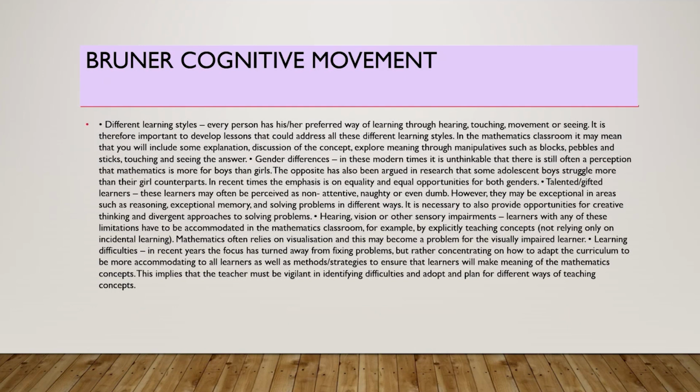We also need to recognize our talented and gifted learners. These learners may often be perceived as non-attentive, naughty, or even dumb. However, they may be exceptional in areas such as reasoning, memory, and problem solving in different ways. It's also necessary to provide support for creative thinking and divergent approaches to problem solving, taking into consideration those with physical impairments such as hearing, vision, and other senses. At the end of the day, mathematics relies on visualization, and this may become a problem for visually impaired learners.